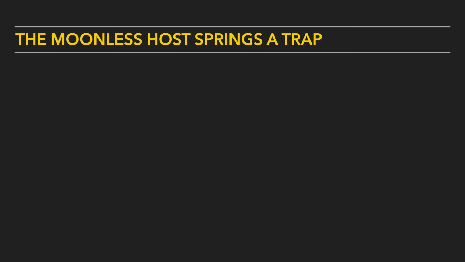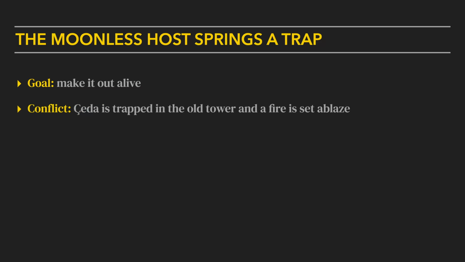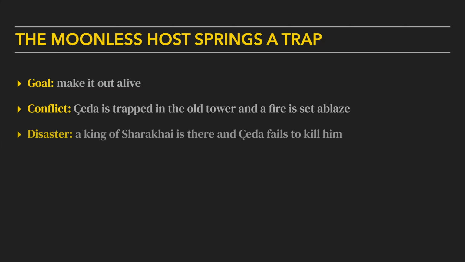So wrapping things up, the Moonless Host springs their trap. The goal here again was to make it out alive. And the conflict was Cheta was trapped in this old tower. This fire was set ablaze. And finally, the king that was there escapes, and she fails to kill him.